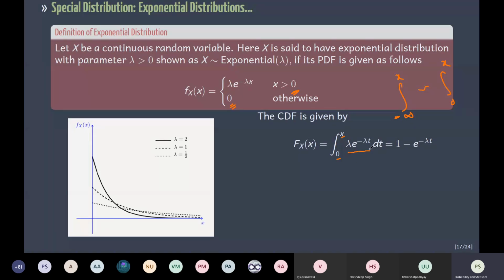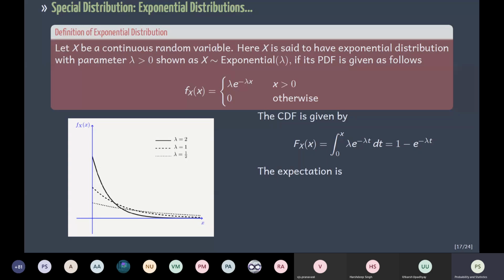So this will be lambda e to the minus lambda t dt. Since we are using x as a limit, we should use some other variable in the PDF, which is t, dt. So this will come out to be this. I leave it up to you to verify this. Lambda will get cancelled because after integration, this lambda will come down. So that's why you don't see any lambda factor anymore.